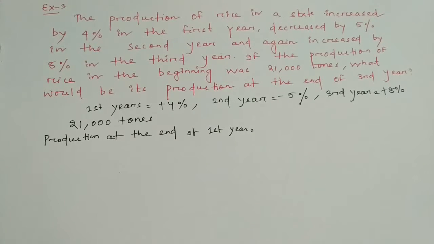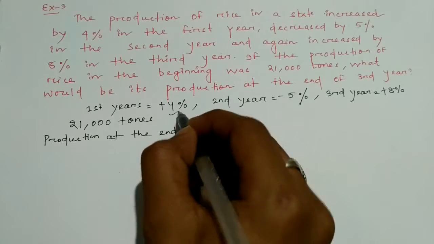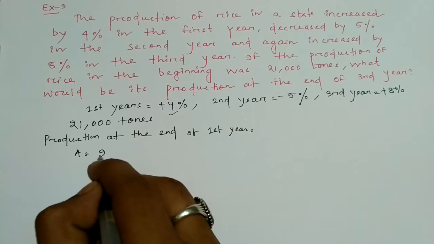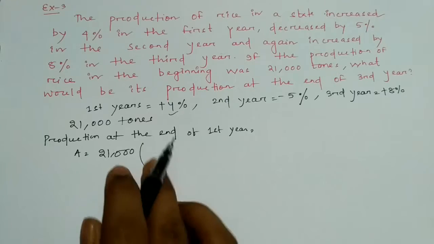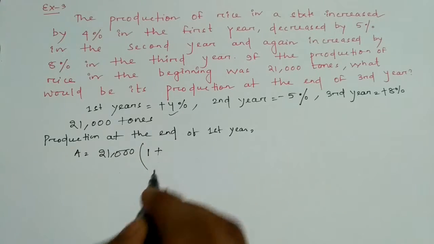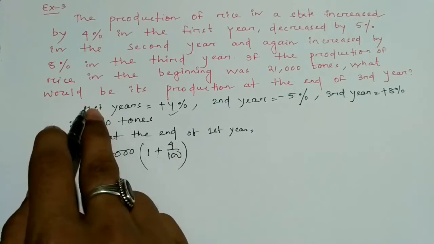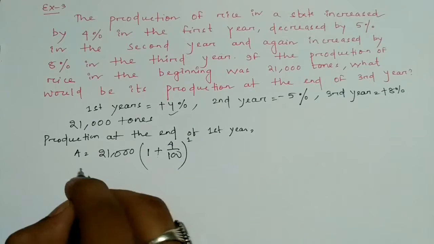But remember friends, R is always positive when it is increasing, and R is negative when the rate is depreciating, or you can say decreasing. So here it is plus 4, so we can write A is equal to P, where P is 21,000, into (1 plus 4 by 100) to the power T. T is nothing but the first year, so it will be 1.